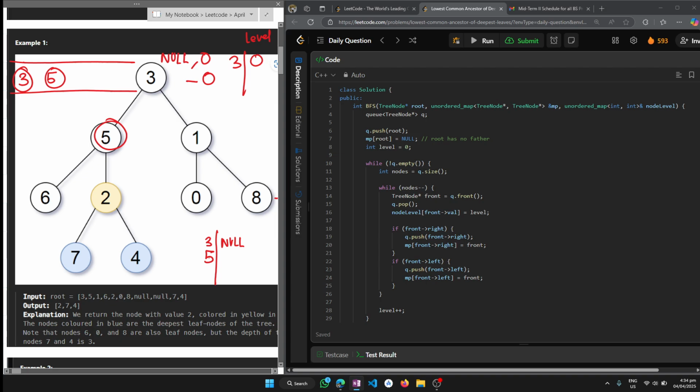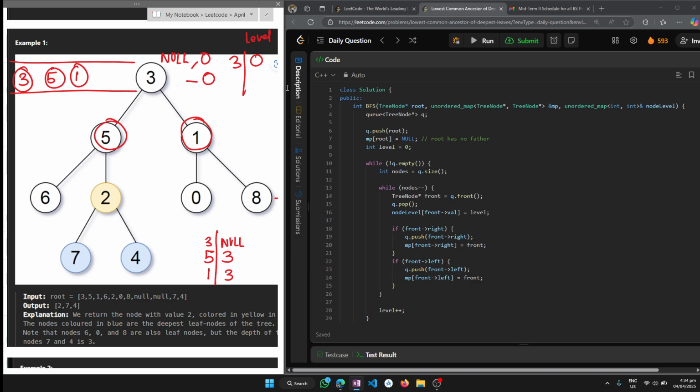So parent of 5 is front. Who is front? Resultant is 3. So parent of 5 is 3. And similarly, I do for front dot left. So what is front? Does front dot left exist? Yes, it does. So what I'll do is I'll push it into the queue, and I'll say that the MP of front dot left, which means at the place of 1, please insert 3 because the parent of 1 is 3. And after this while loop ends, what's going to happen is I just have one node, right?